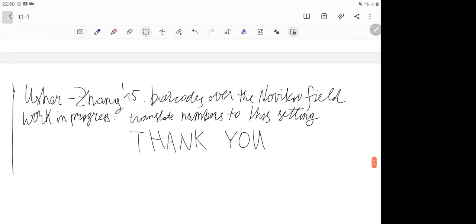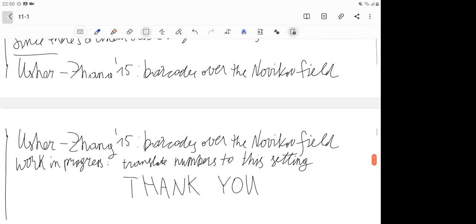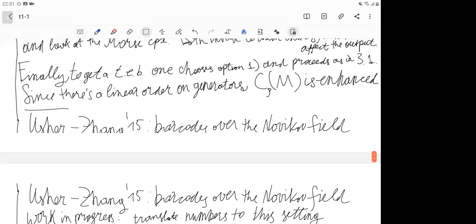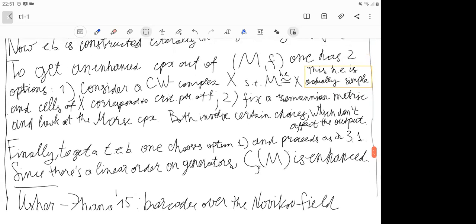Yeah, the very last interesting thing is that Asher and Zhang defined the barcodes of the Novikov field, which is useful in Floer theory and symplectic topology. This is heavy work which deals with what they called non-Archimedean SVD decomposition, purely algebraic cool stuff. The work in progress is to translate these numbers into their settings. So take the barcode over the Novikov field and try to assign again some kind of numbers to these bars. Now I'm happy to answer questions or maybe speak about something more. Up to you. So thanks for listening.